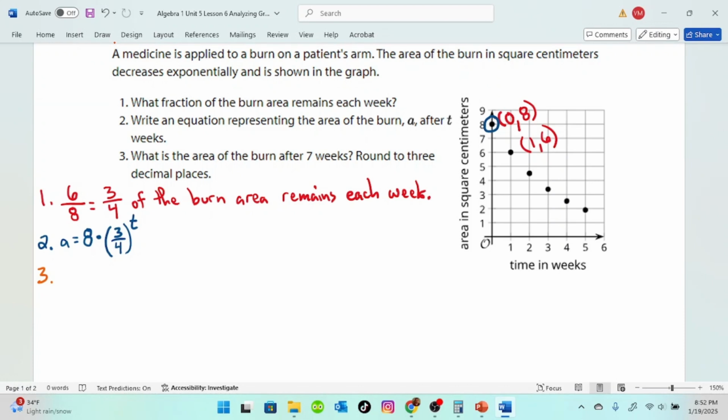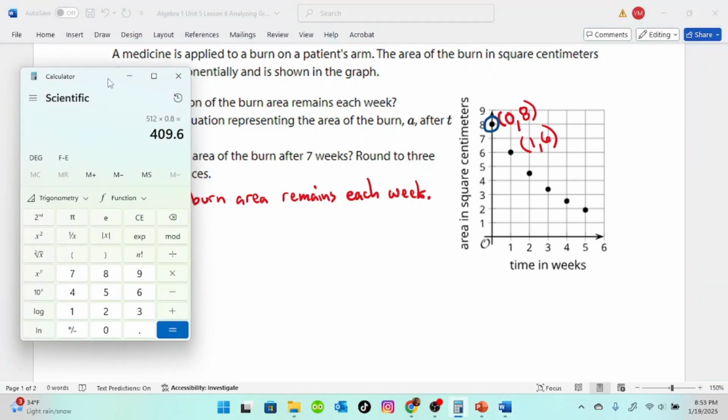And number 3, what is the area of the burn after 7 weeks? Round to 3 decimal places. So if you notice, they've asked you for 7 weeks, and that is not on the graph. So they want you to use the equation we just found in number 2. So A equals 8 times 3/4 to the power of 7.